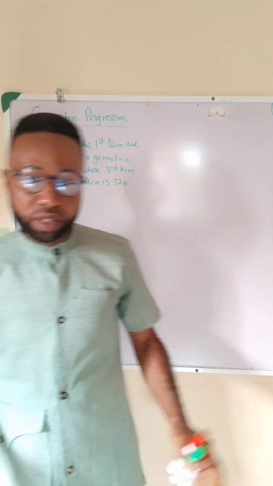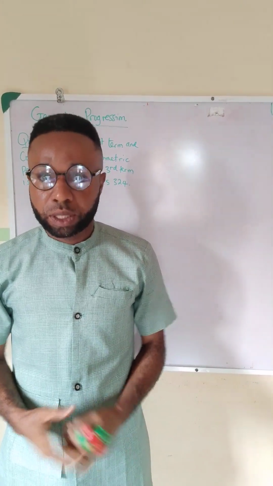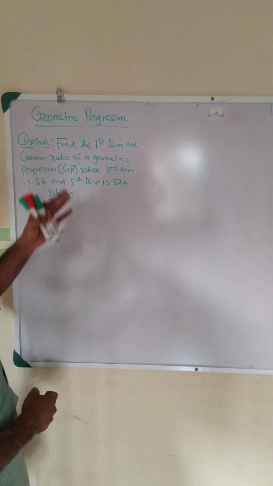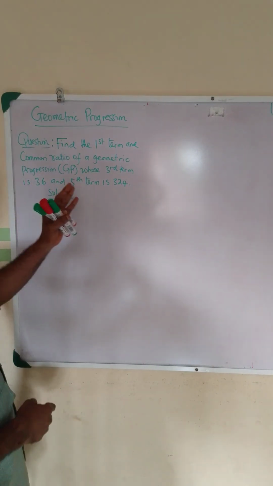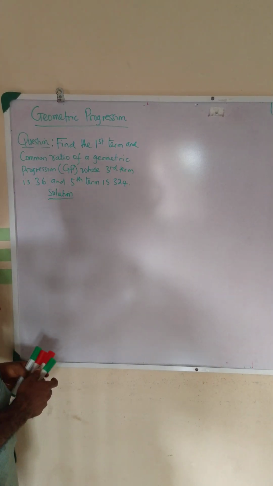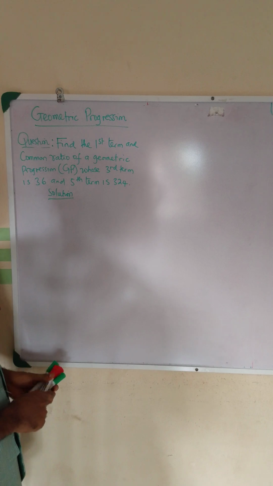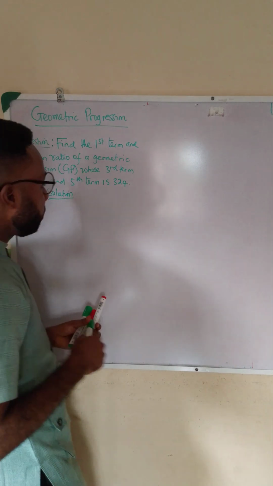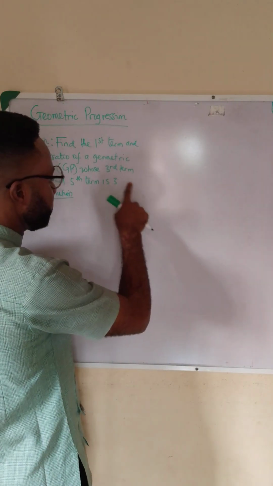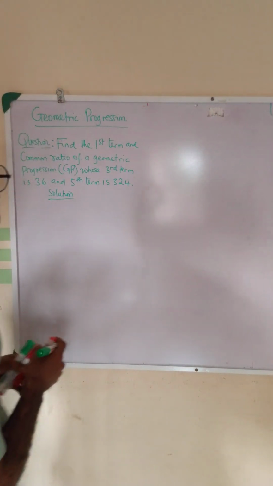Hello viewers, we're still on solving problems on geometric progression, and we have a very unique question here. Find the first term and common ratio of a geometric progression, GP, whose third term is 36 and fifth term is 324. So when you see a question of this nature, it means you're going to solve it simultaneously. So that's what we are going to do.